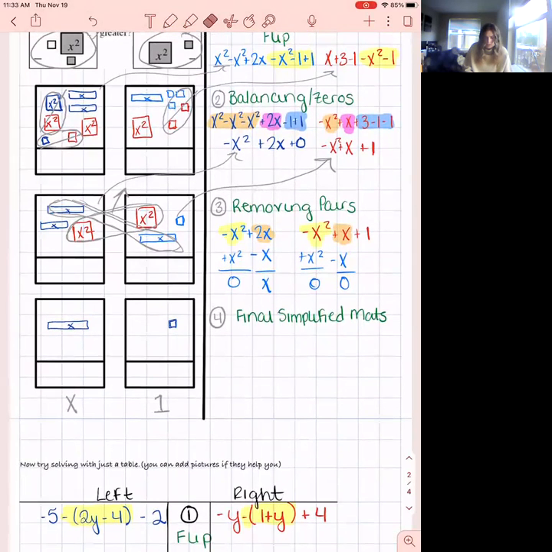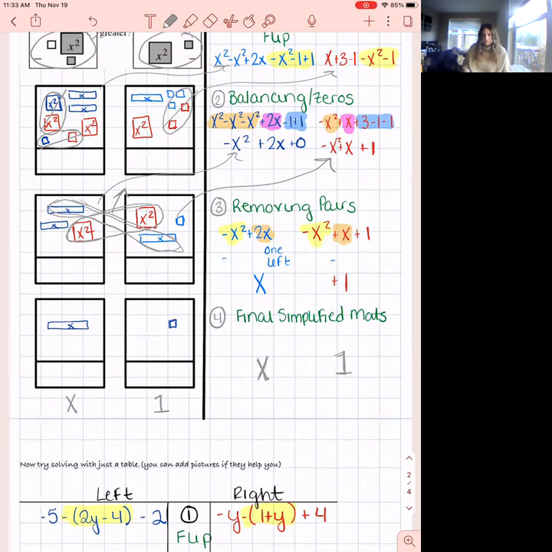But again, that's a little bit ahead of where we're at right now. Right now, you just need to see that you get rid of all the highlighted stuff, but there's 1 left in your x's over here. Get rid of all the highlighted stuff on that side, and you're left with plus 1. So your final mats are x and 1.